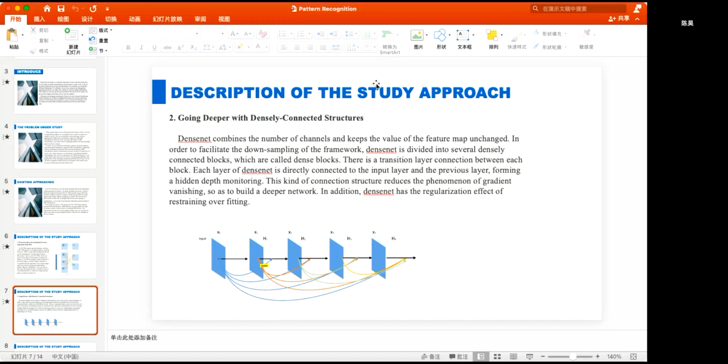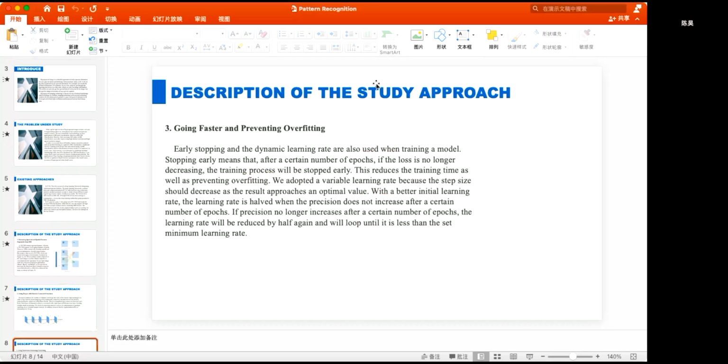Each layer of DenseNet is directly connected to the input layer and the loss layer, forming a hidden deep supervision. This kind of connection structure reduces the phenomenon of gradient vanishing, so as to build a deeper network. In addition, DenseNet has a regularizing effect of restraining overfitting.